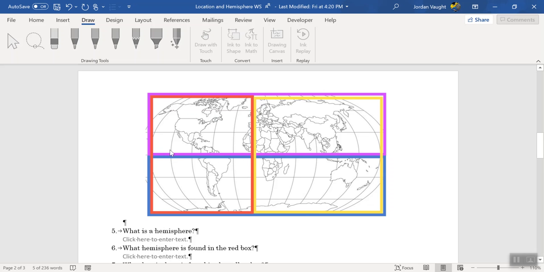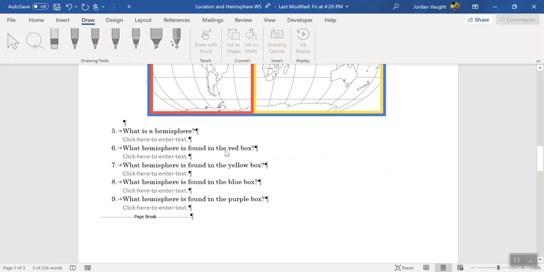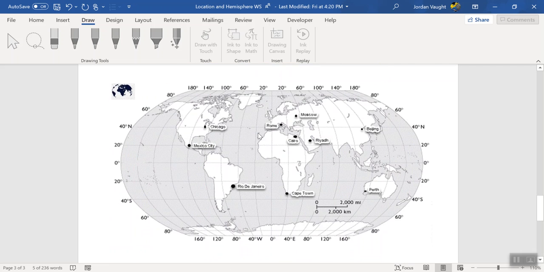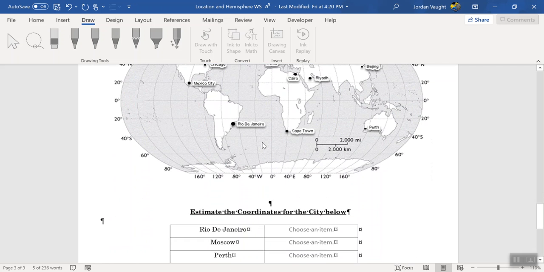The purple is this top one. What hemisphere is up here? And then lastly, the blue is here. So what hemispheres I'm looking for. All right. Then the last one. This is what I'm going to quiz you on. You do have a test on Friday. You can take it at home on your computer and all that.